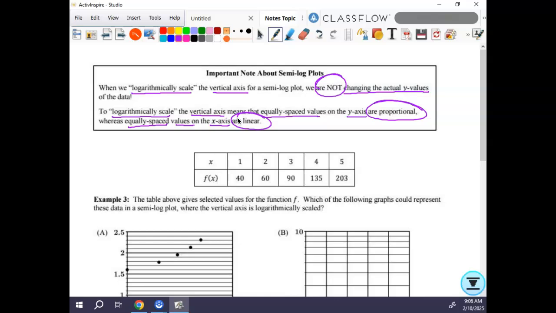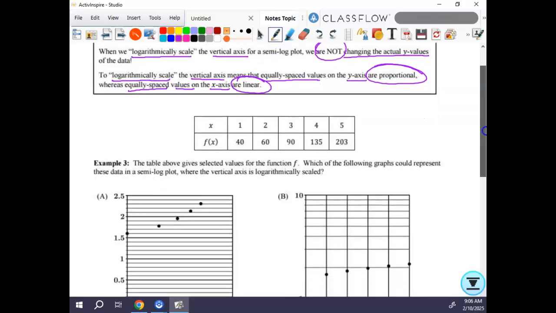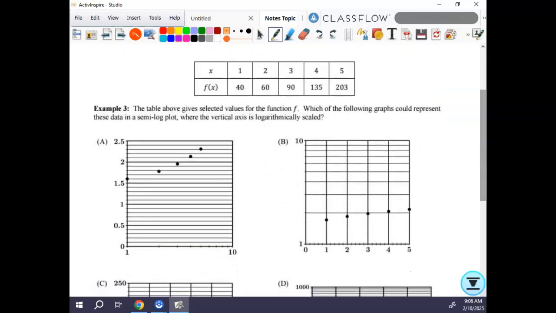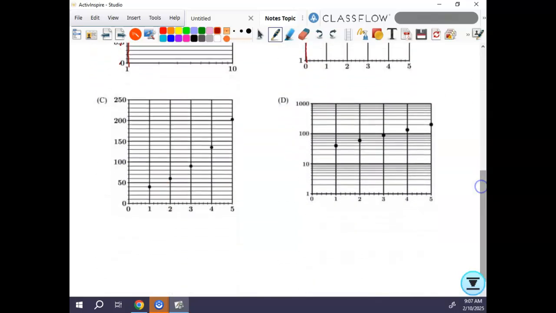All right, so here we have, it says the table above gives selected values for the function f. Which of the following graphs could represent these data in a semi-log plot, where the vertical axis is logarithmically scaled? So let's just look at that part first. On A, is my vertical axis logarithmically scaled? No, it's equally spaced like we're used to, right? Can't be my answer. On B, is my y-axis logarithmically scaled? It is, because it starts to get closer and closer, right? So I'm not eliminating B just yet. C, is my y-axis logarithmically scaled? No, so it can't be C. Is it logarithmically scaled on D?